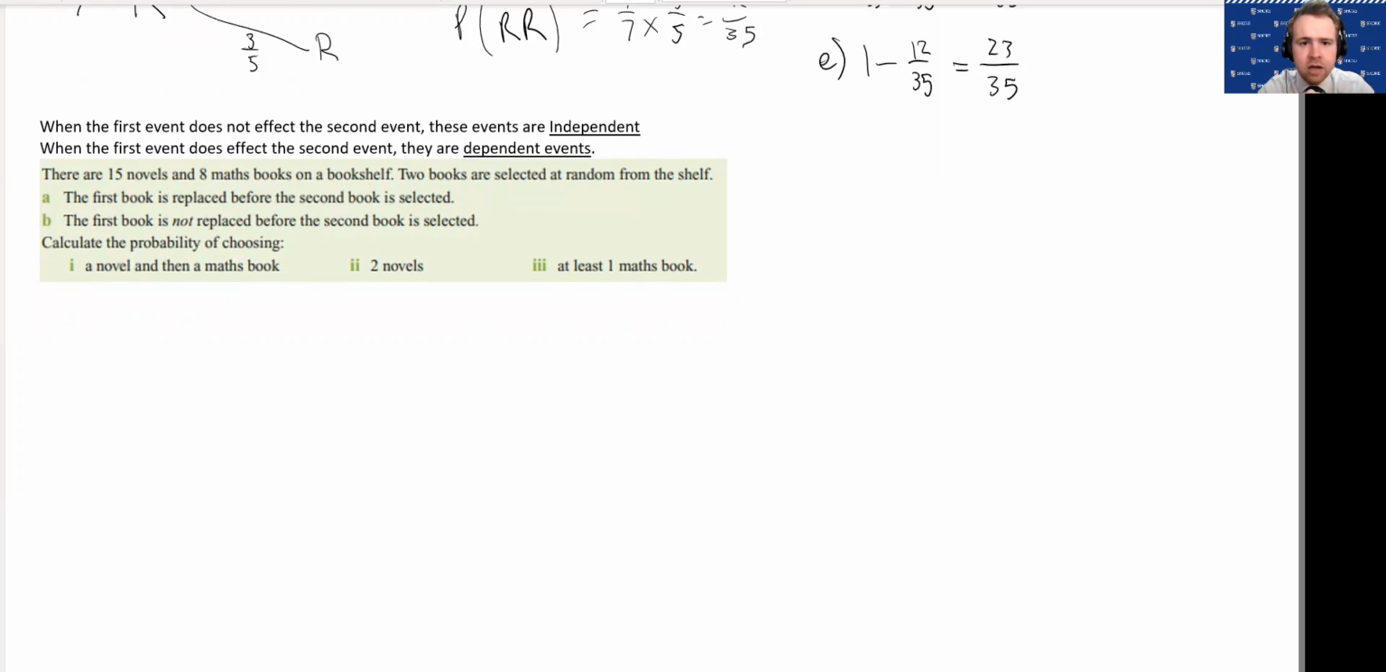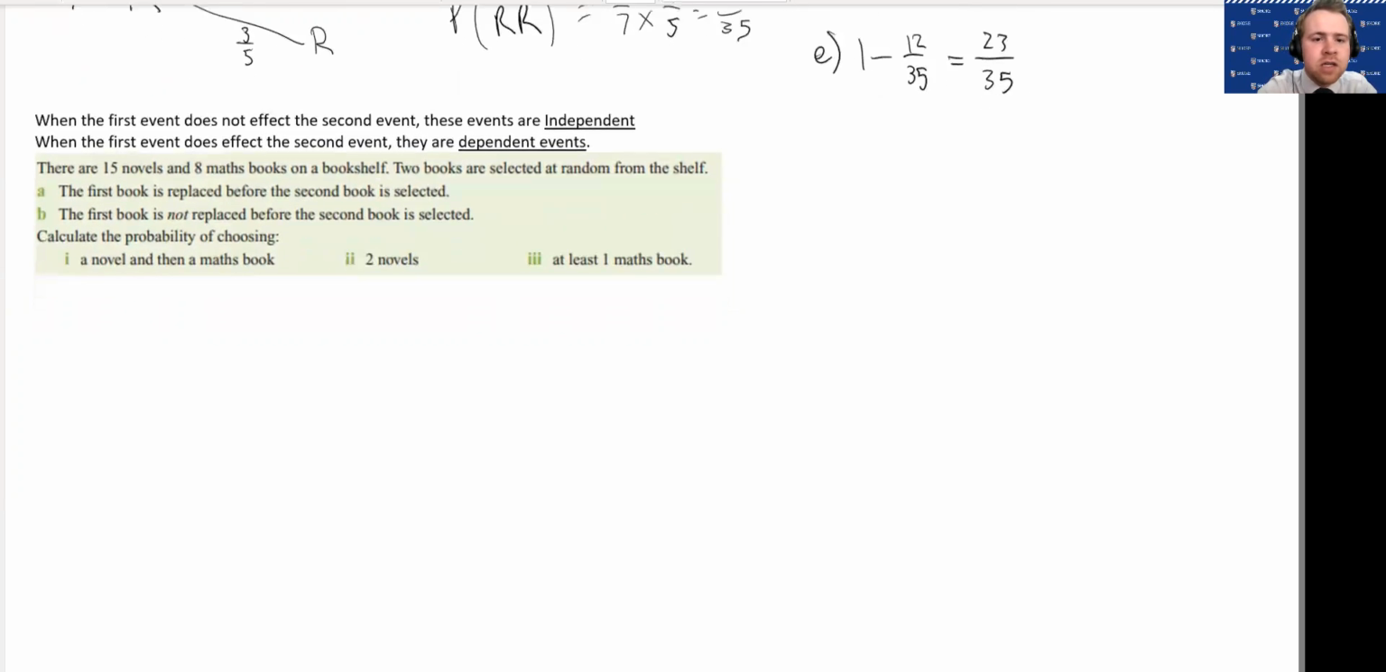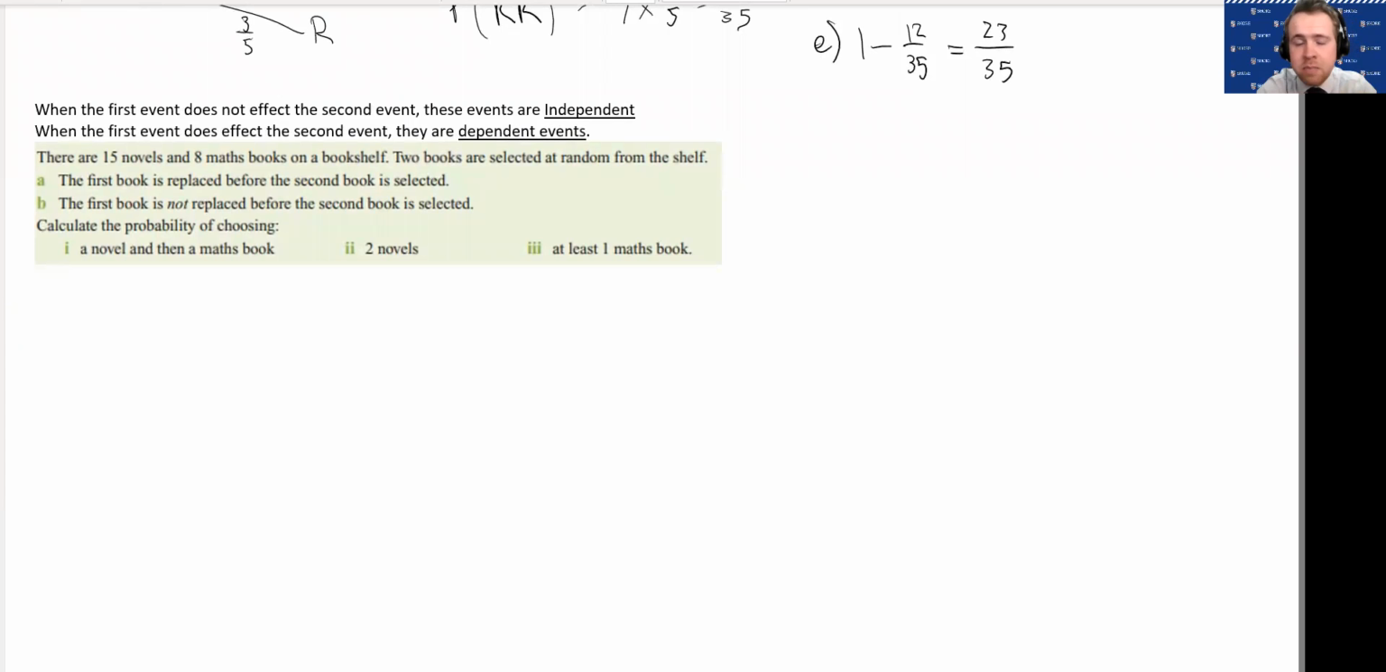Now just finishing off with this question. We've got to look at whether or not the outcome of the first thing affects the second thing. So when the first event does not affect the second, they're independent. And when the first event does affect the second event, we call these dependent events. So for part A here, we've got novels and maths books. For the first part, we're taking a book and then we put it back and then we randomly take a second book. What that means is the second book won't be affected by whatever we take first because we're putting it back on the shelf.